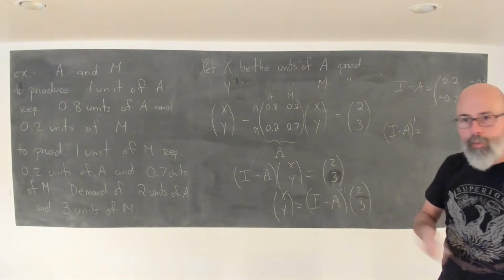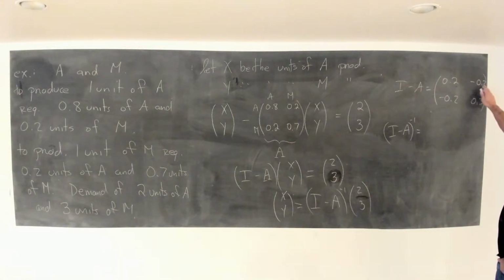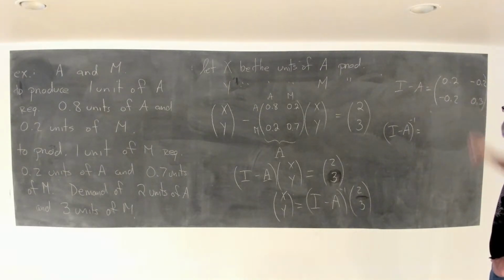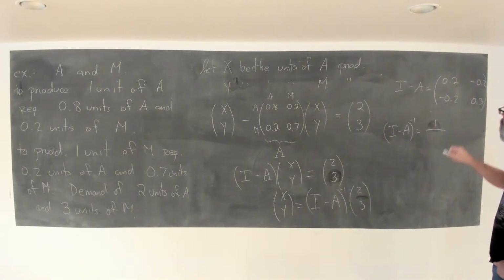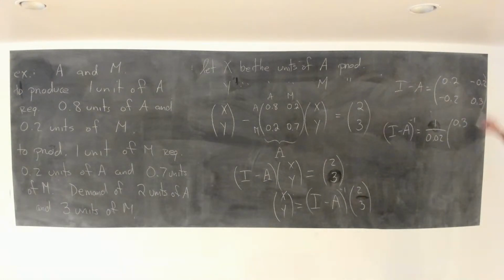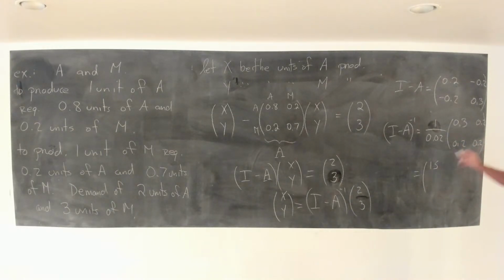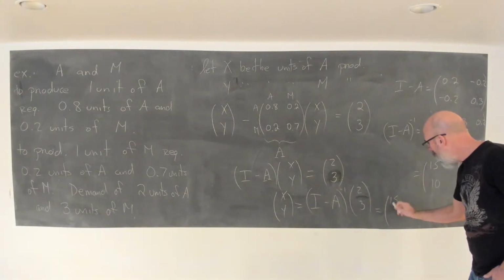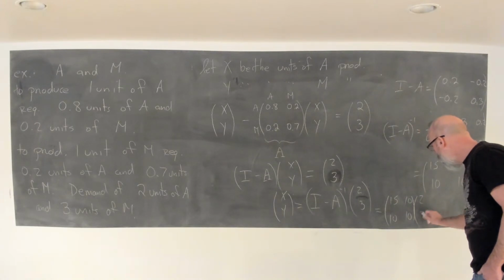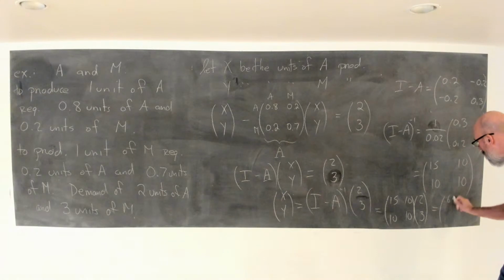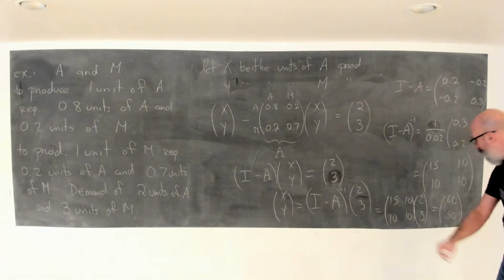We can use the shortcut because it is 2 by 2. AD minus BC, so 0.06 minus 0.04, that's 1 over 0.02. Interchange these two, and negative of those two. So we have that. And what is that? That is 30 over 2, so that's 15, 10, 10, and 10. So this is 15, 10, 10, 10 times 2, 3. 30 plus 30 is 60. And 20 plus 30 is 50.